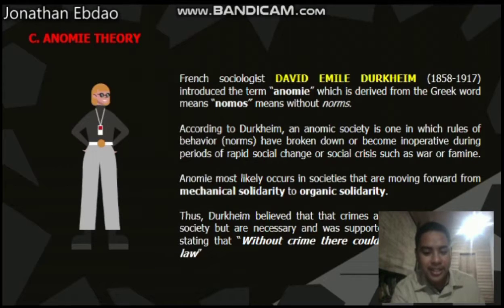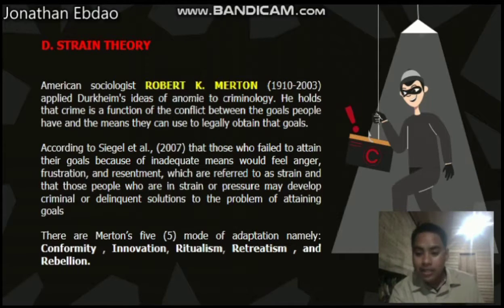And the next one is the strain theory. American sociologist Robert K. Merton, 1910 to 2003, applied Durkheim's ideas of anomie to criminology. He holds that crime is a function of the conflict between the goals of people and the means that they can use to legally obtain those goals.